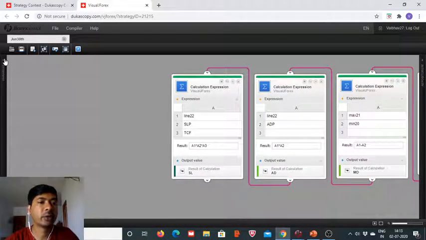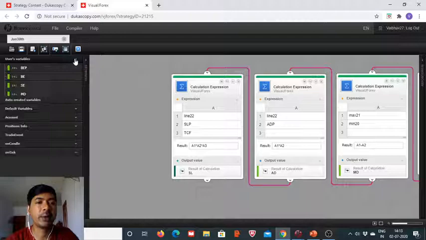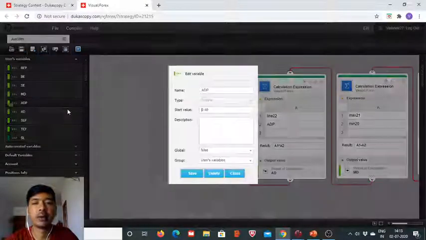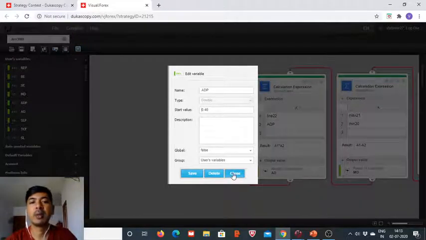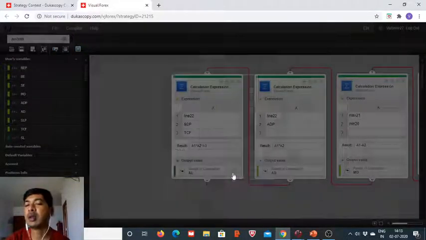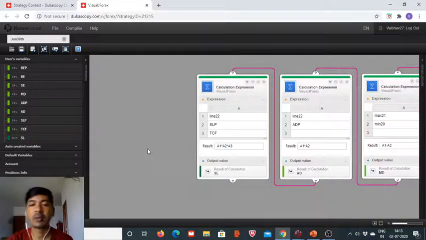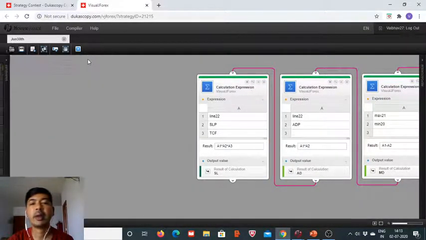And as you can see here, we have our user variables, and the value of this ADP is 40%. So we will want the volatility to have been at least 40% of the ATR.